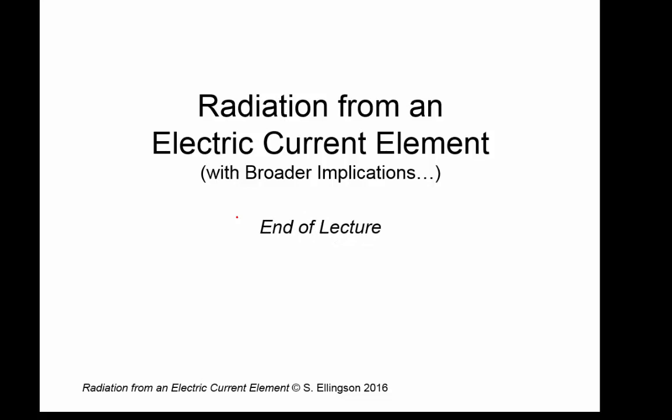This concludes this lecture on radiation from an electric current element with broader implications, those being the far field condition and the simpler way to compute E and H from a bounded current distribution.